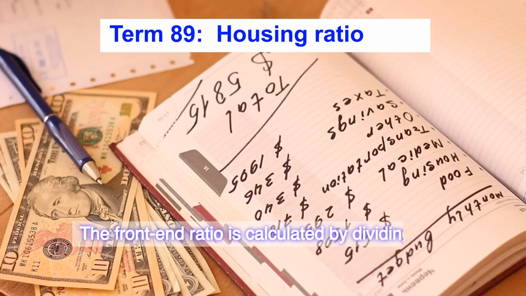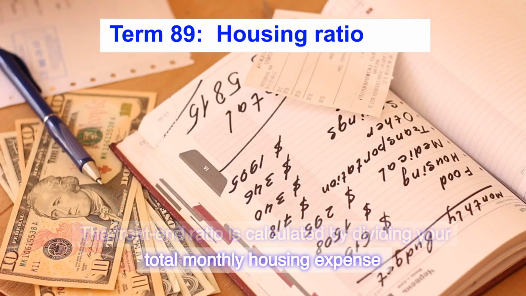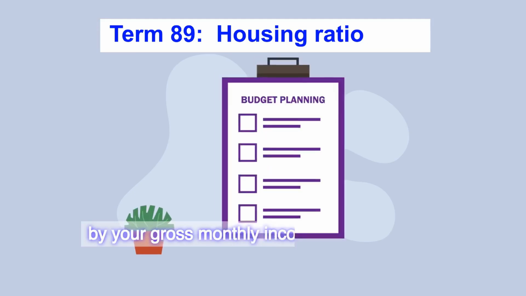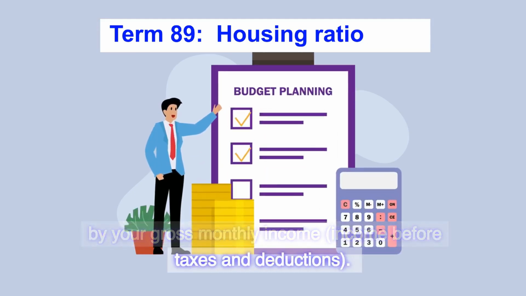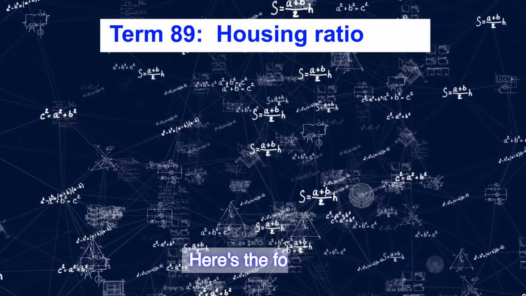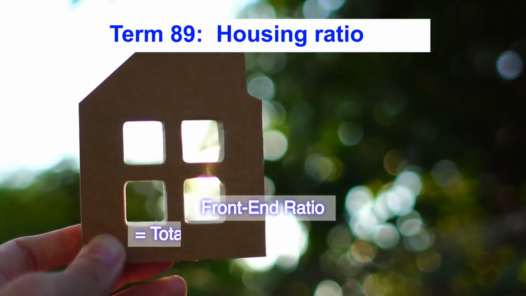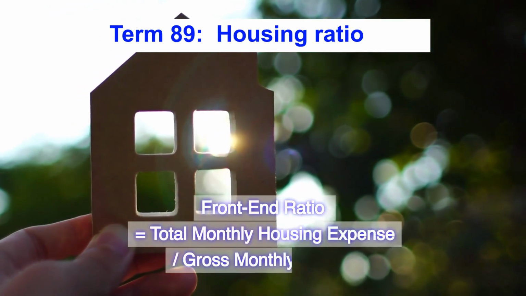The front-end ratio is calculated by dividing your total monthly housing expense by your gross monthly income before taxes and deductions. Here's the formula. Front-end ratio equals total monthly housing expense divided by gross monthly income.